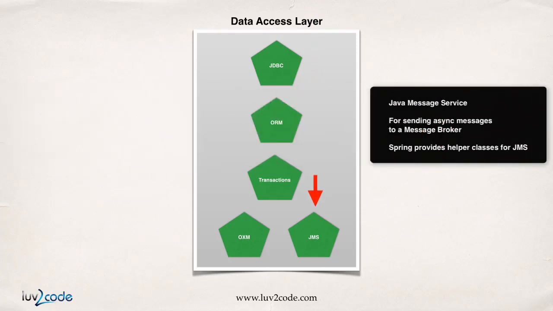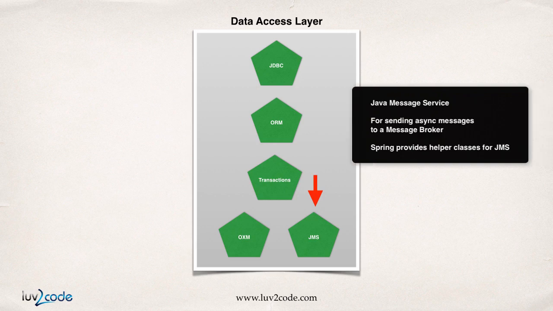JMS, for Java Message Service, allows you to send messages to a message queue in an asynchronous fashion. That's a core part of Java EE. Here, they basically provide helper classes to allow you to make use of the Java Message Service. And again, you can reduce your code by over 50% by making use of Spring's JMS integration.